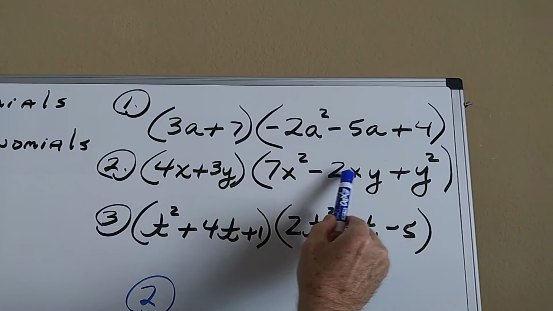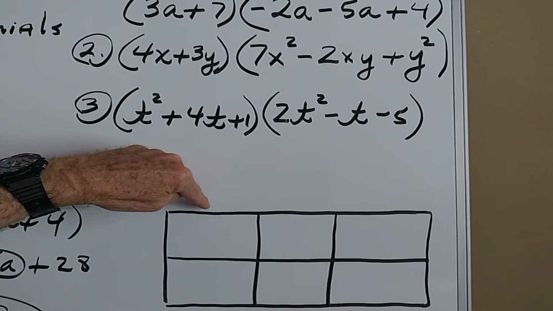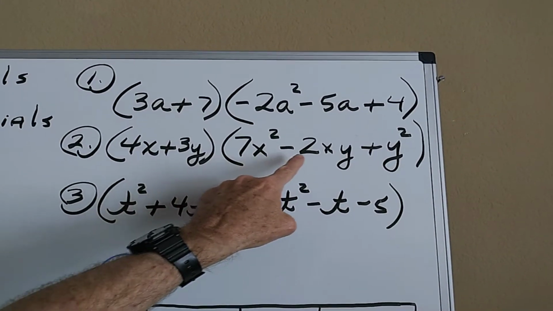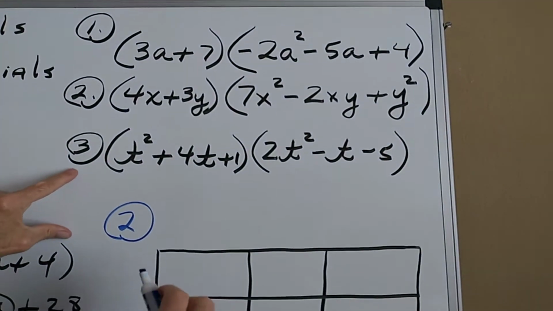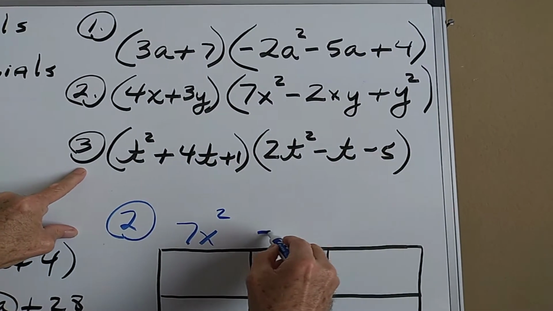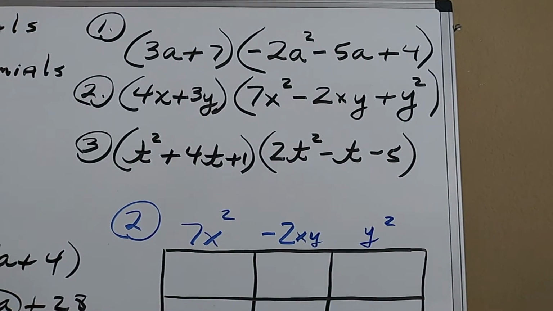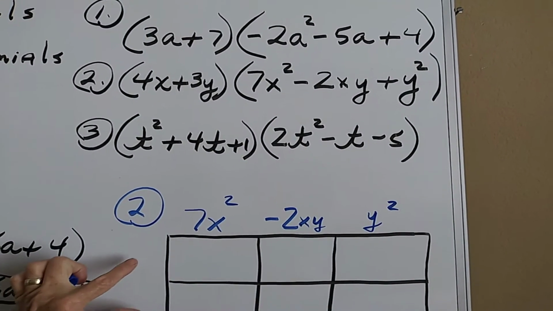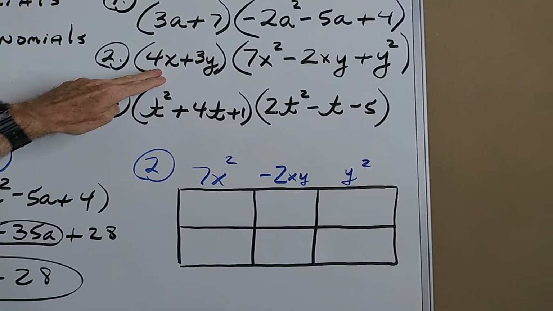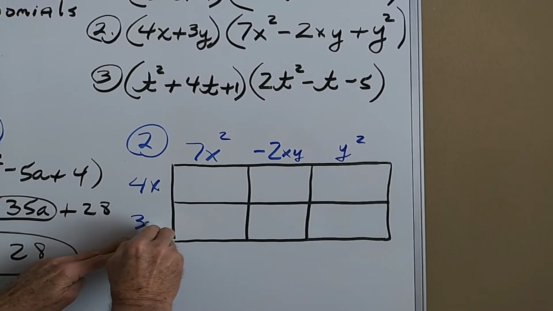Take the 3 terms that make up your trinomial factor and head up each one of the columns of this chart by each one of these terms of that trinomial factor. 7x squared, negative 2xy, and y squared. There's the trinomial factor. The title of the rows, the binomial factor. One of the rows, a positive 4x. The other row, a positive 3y.